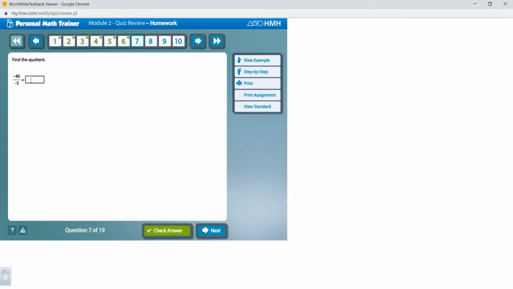Well, a negative divided by a negative is a positive, right? And 40 divided by 5 is 8. So again, negative divided by negative is a positive, and 40 divided by 5 is 8. All right. Now, remember, I talked about this in the previous video.